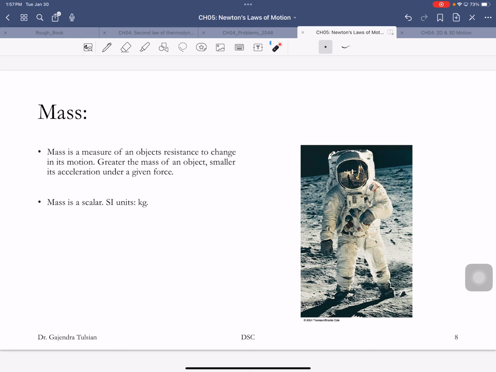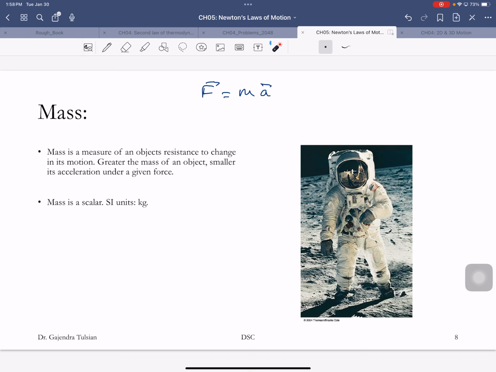So we've already introduced mass in this equation. Mass is a measure of an object's resistance to change in its motion. Change in motion is measured by acceleration. So for a given force, the larger the mass, the smaller the acceleration.